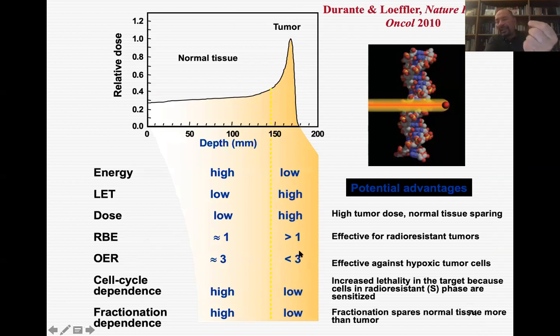You see, in this plot, we have a number of advantages in using particles instead of photons for radiotherapy. Some of them are related to the physics. If you remember the Bragg peak, the fact that you can put the tumor in the Bragg peak, where you have low energy, high LET, high dose compared to those in normal tissue. But now you see the biological one. RBE is higher here than here, because of course of the LET. OER will be high here, but low here, the OER will be reduced.